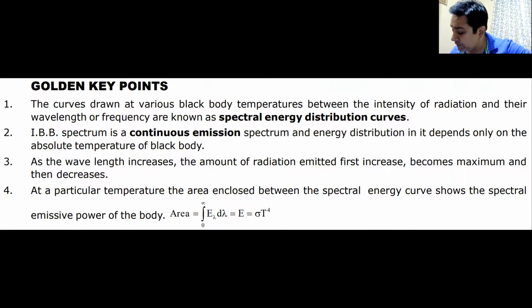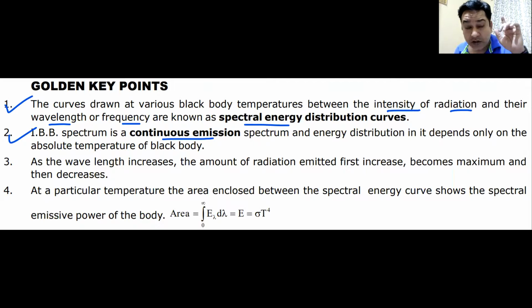Just read it once. The curve drawn between the intensity of radiation and wavelength or frequency is known as the spectral energy curve. This is a continuous emission. What do I mean by continuous emission? The curve is continuous. That means it emits radiations of all possible wavelengths. It depends only on the absolute temperature.